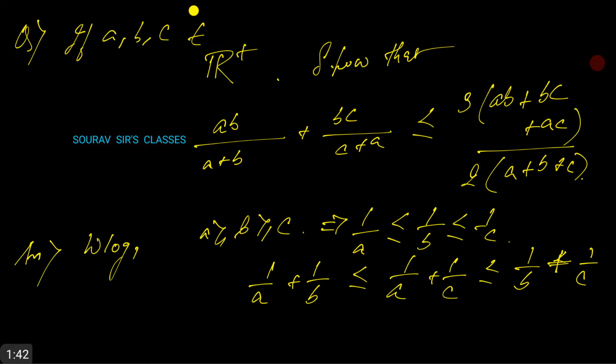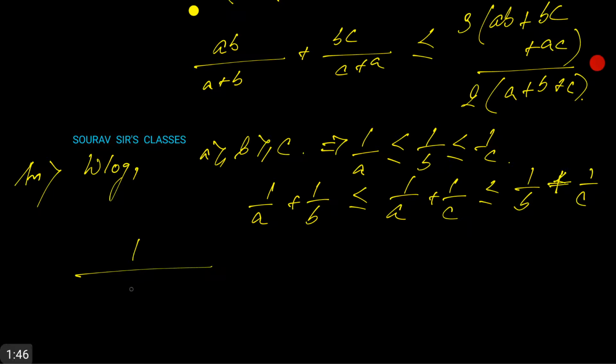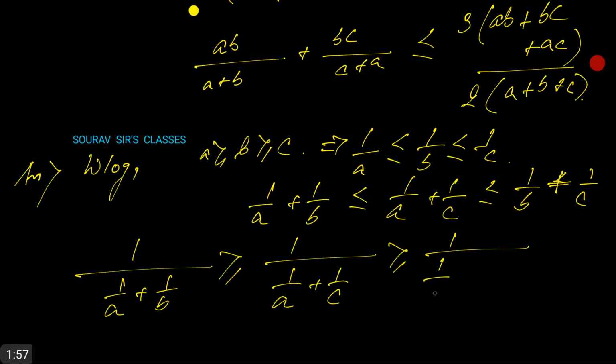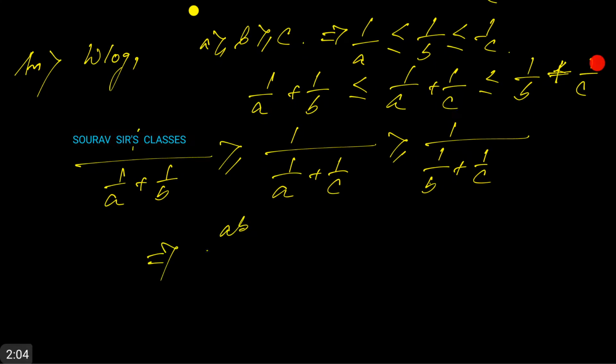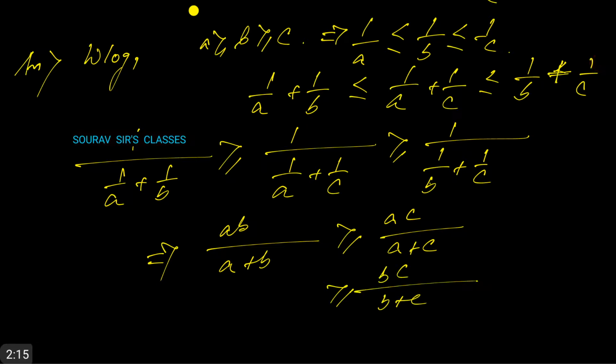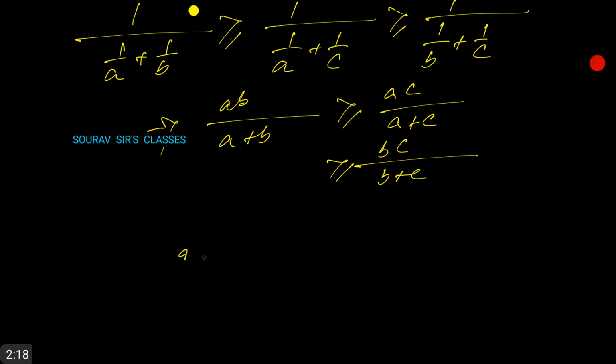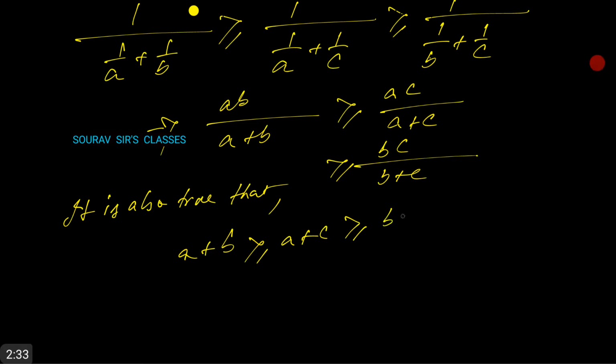Now taking the reciprocal again, we have 1 by (1 by A plus 1 by B) is greater than or equal to 1 by (1 by A plus 1 by C), which is greater than or equal to 1 by (1 by B plus 1 by C). And this gives us AB by (A plus B) is greater than or equal to AC by (A plus C), which is greater than or equal to BC by (B plus C). Now it is also true that A plus B is greater than or equal to A plus C, which is greater than or equal to B plus C.